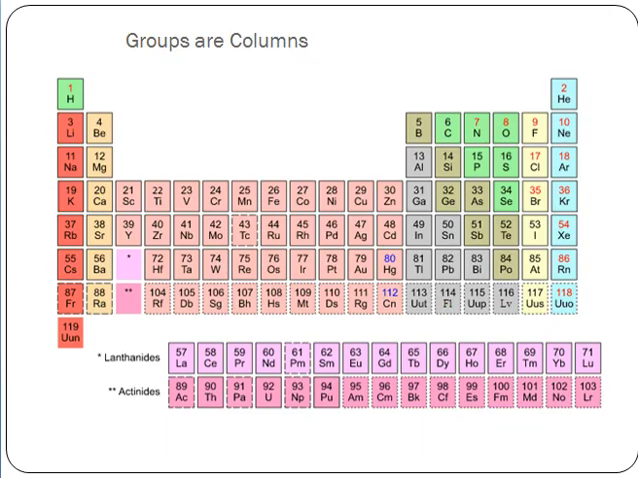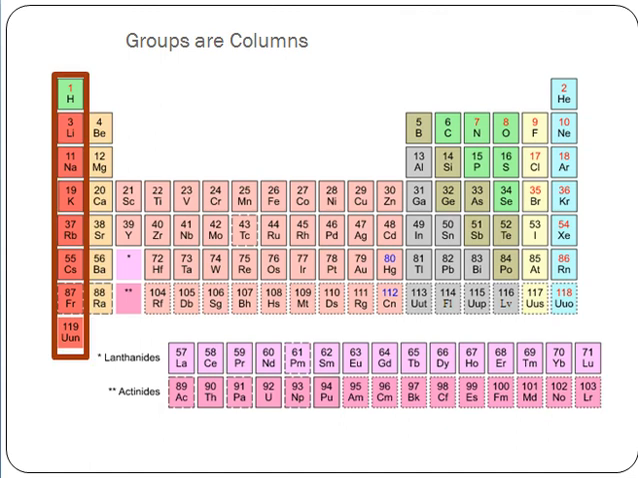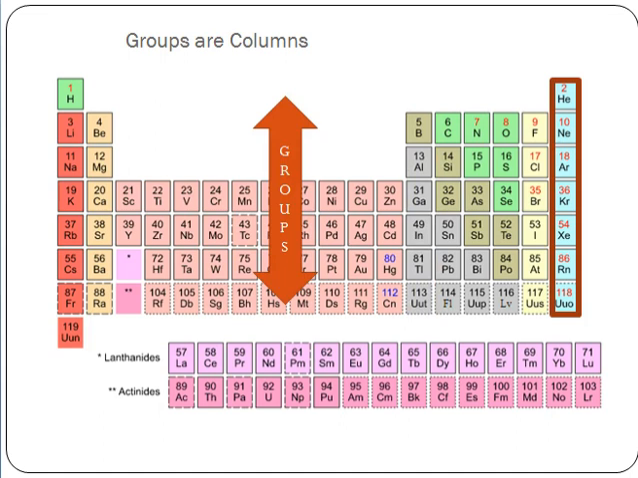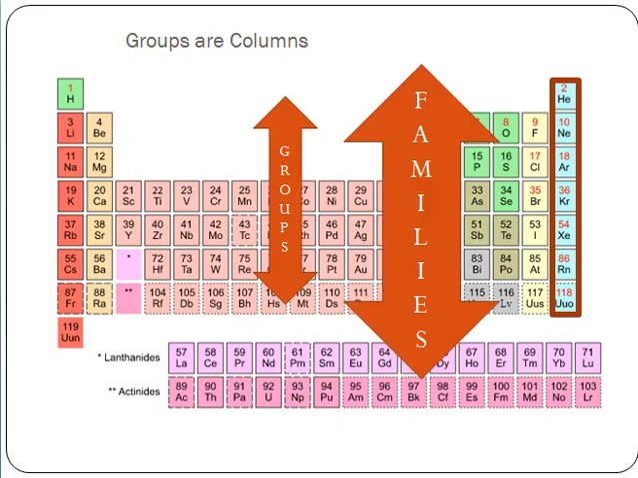Now, the periodic table is organized by groups or columns. And for example, right there is the very first group or family. Here's another group. This one is manganese's family, boron's family, and the noble gases. Now again, groups or families, they go vertical. That is how they are organized.